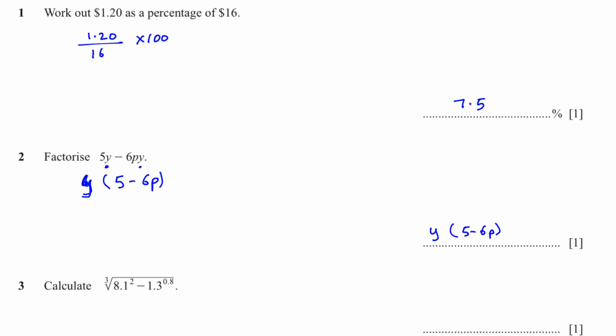Question number 3, calculate. And these numbers have been given to us. Carefully put it in the calculator and you will get 4.007, rounded to 4.01. Even if you leave it as 4.007, that will be fine.